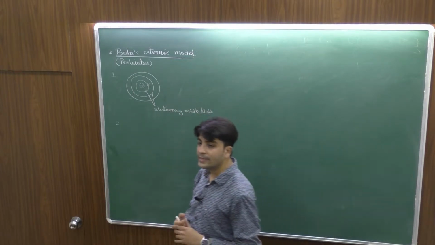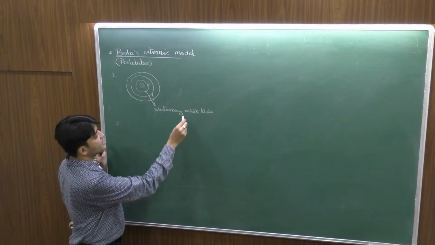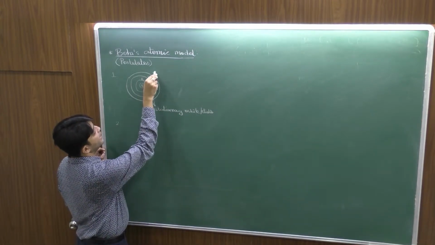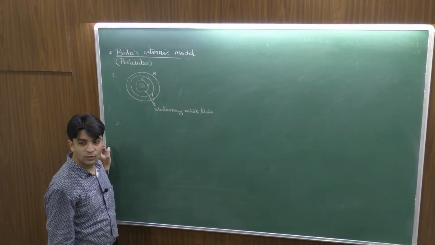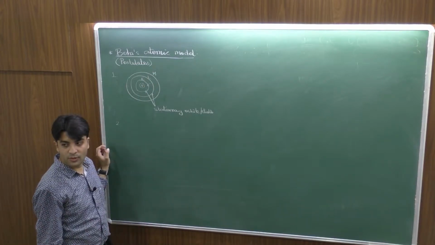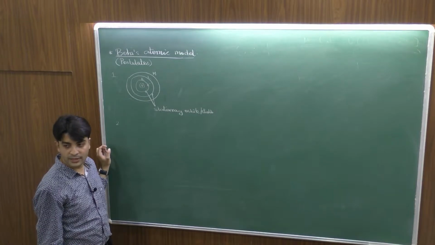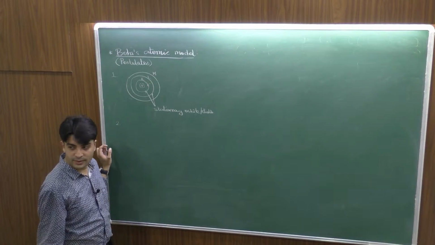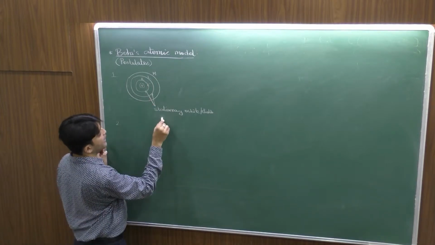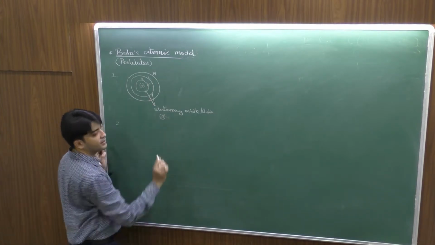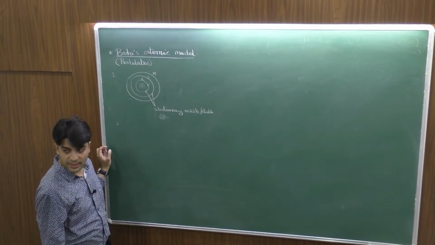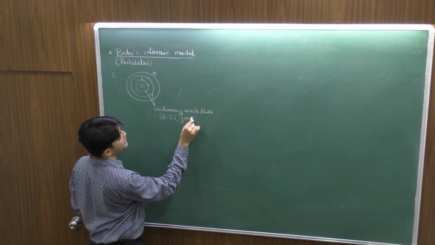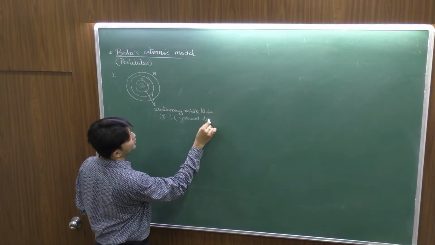And also, these stationary orbits were given the names K, L, M, N, O, and so on. The first orbit was named the K orbit or K shell. Second, L, third, M, and it continues. Also, the n value indicates the number of the orbit or the number of the shell, and the first shell is actually called the ground state.